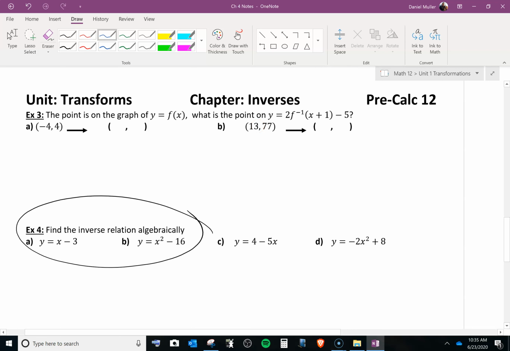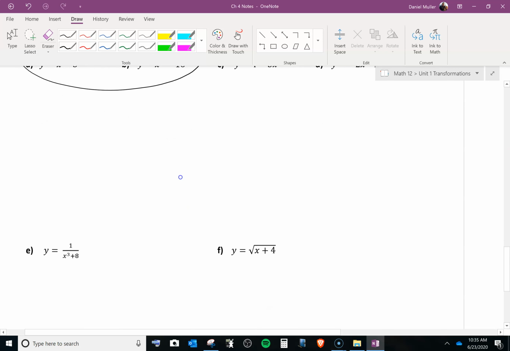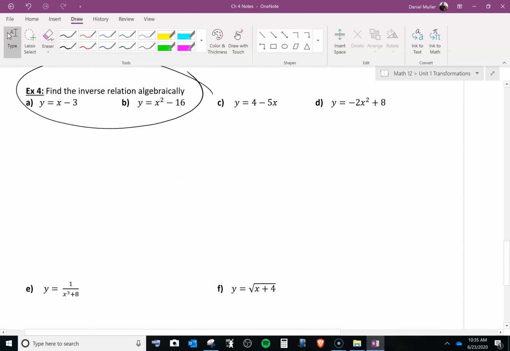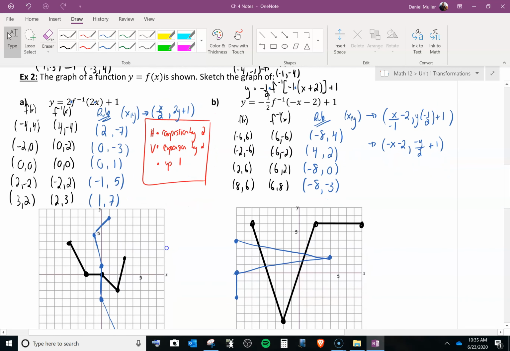And then I don't know if that'll be a whole video. We'll go into doing this algebraically, because it's actually pretty interesting. And there's a bunch of examples there. Some of them can be quite difficult. So anyways, that's the end of that. Let's take a look at example 3 when we get there.